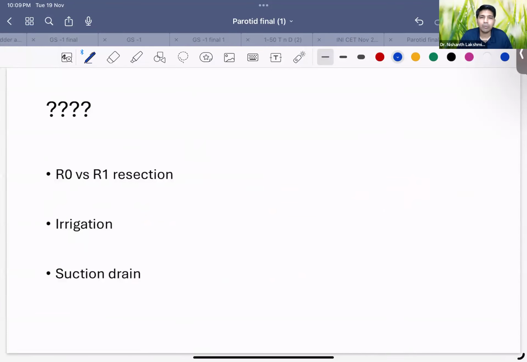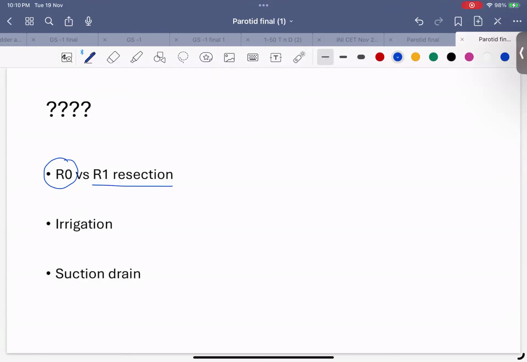Now, controversies. R0 versus R1 resection. Is there a role for R1 resection in parotid? We will get the registrars in here. Sanya or Nitya? So do you think always an R0 resection has to be done?